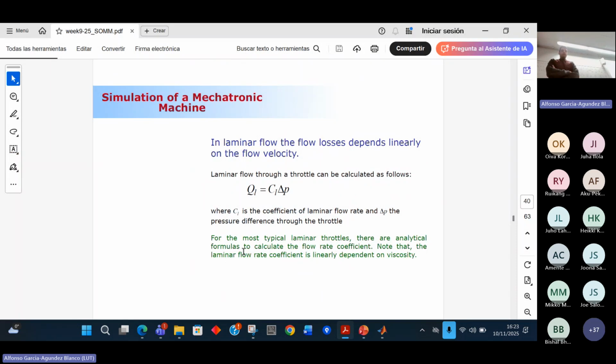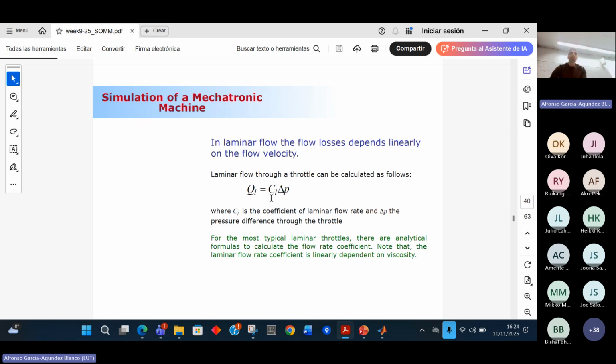In the laminar flow, I'm going to start by writing the expression of the volume flow rate as a function of the pressure, okay? So in the laminar flow through a throttle valve, for example, this volume flow rate varies linearly with the pressure. So basically, you can see here the expression, okay? Q is equal to a constant, which is the coefficient of the laminar flow rate, times the delta P, where delta P is the pressure difference, okay? So you can see a linear expression.